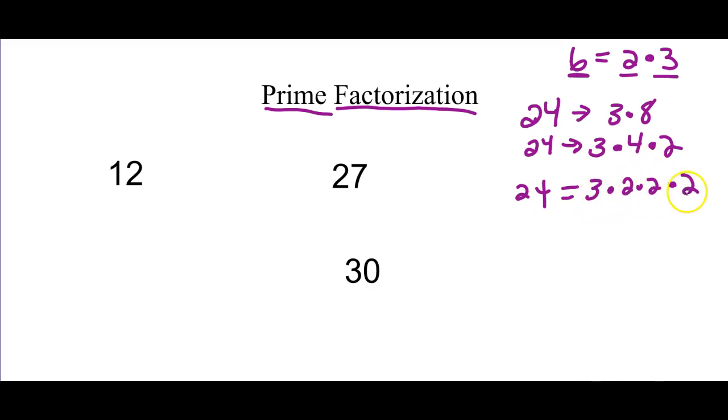Another way we can write these prime factorizations when you have more than one number that's being multiplied in here is to use exponents. And that's what we typically do. So 2 times 2 times 2 is the same thing as 2 cubed. So the prime factorization of 24 can be written as 3 times 2 cubed.